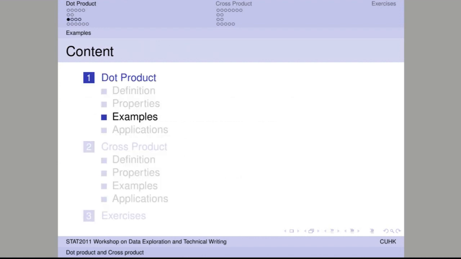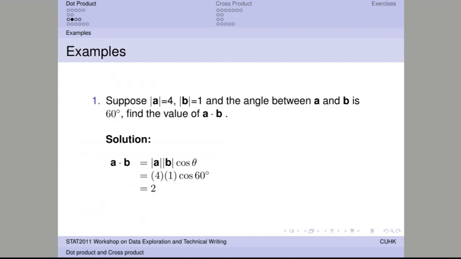Now, let's try some examples. Suppose the length of vector A is 4 units and that of B is 1 unit, and the angle between A and B is 60 degrees. The value of A dot B can be found by 4 times 1 times cosine 60 degrees, which equals 2.